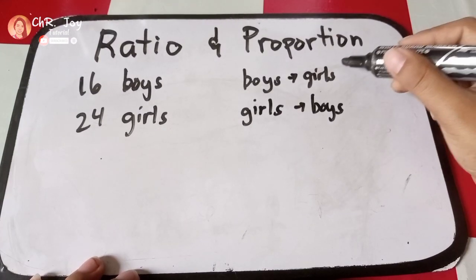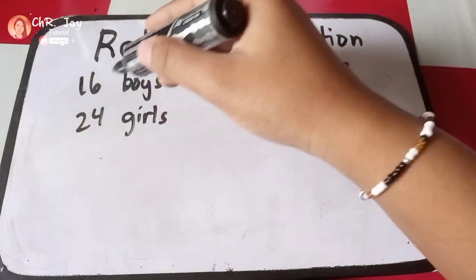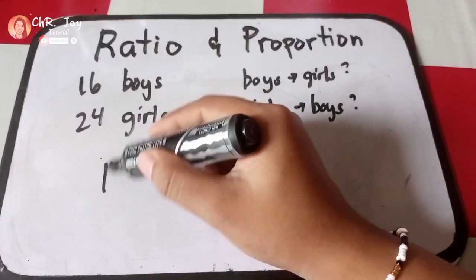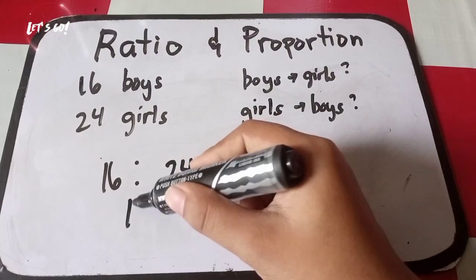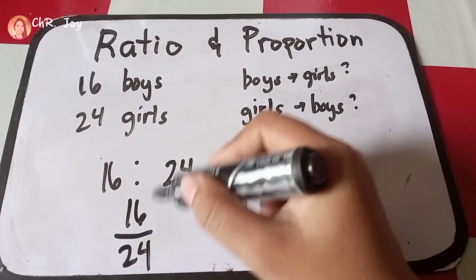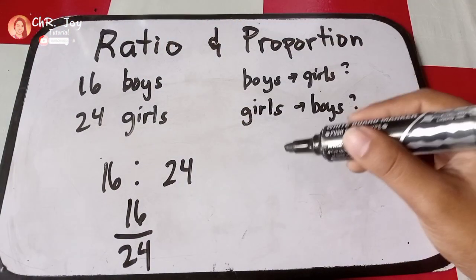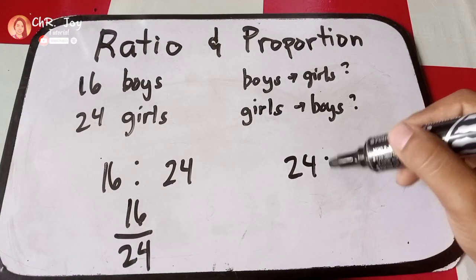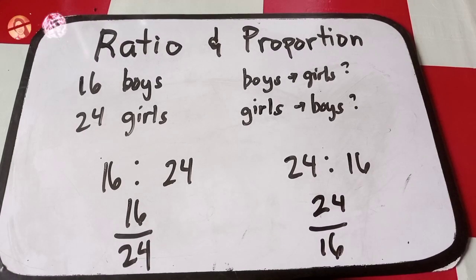To answer this problem, let us find out first what ratio is. A ratio is the quotient of two numbers that is used to compare one quantity to another. The ratio of boys to girls is the same as 16 is to 24 or 16 over 24. And the ratio of girls to boys is the same as 24 is to 16 or 24 over 16.